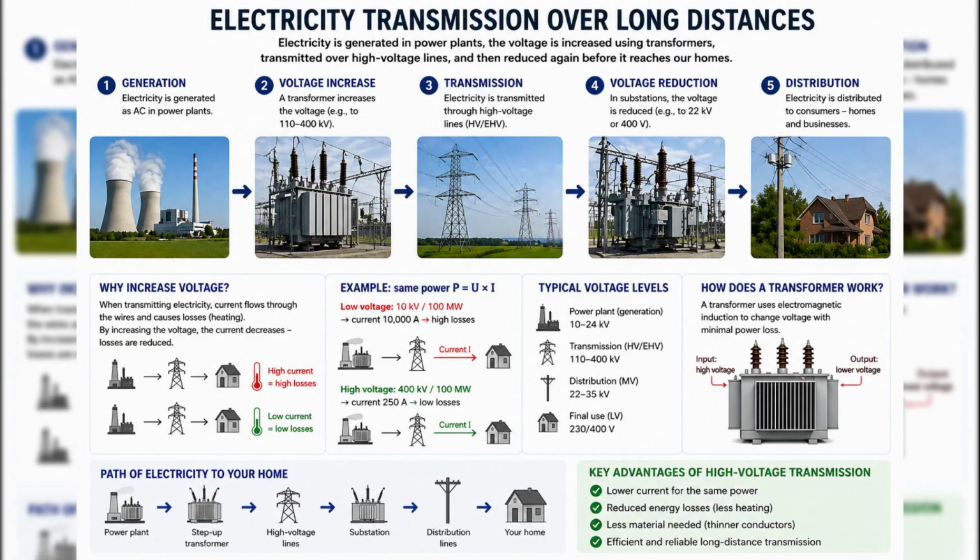The solution is to transmit power at high voltage and low current, because power is equal to voltage multiplied by current, so increasing voltage allows the same amount of energy to be transferred with much lower current, dramatically reducing losses.